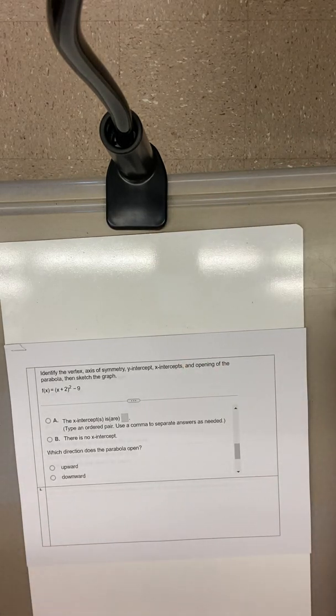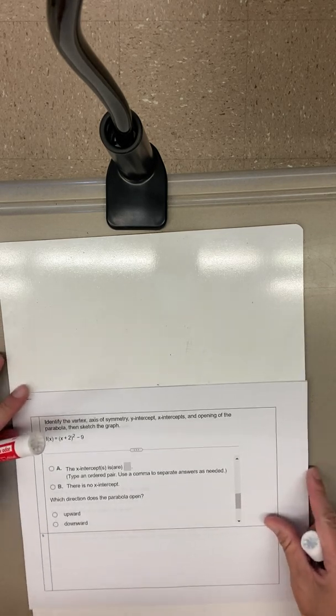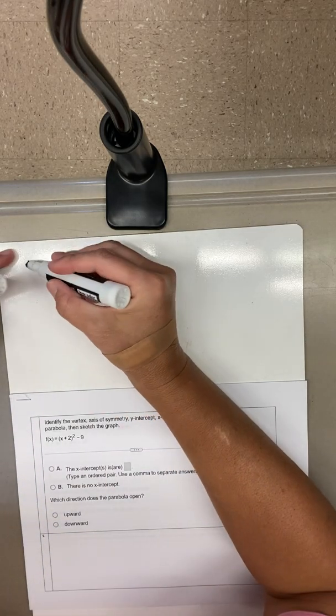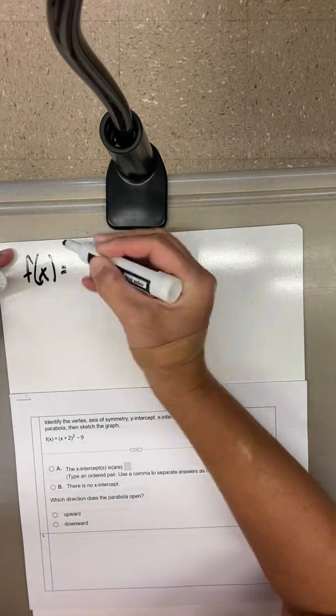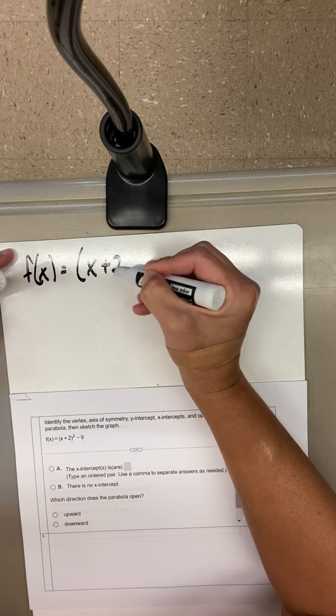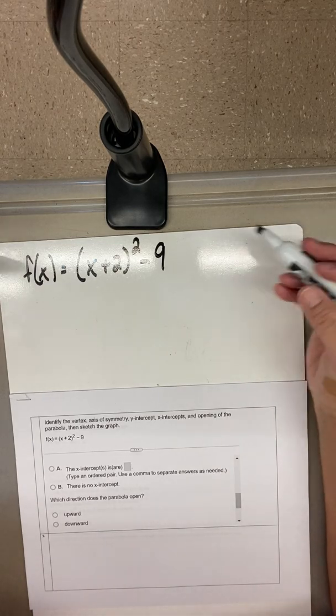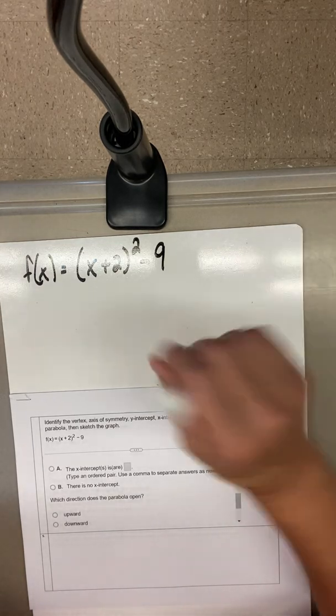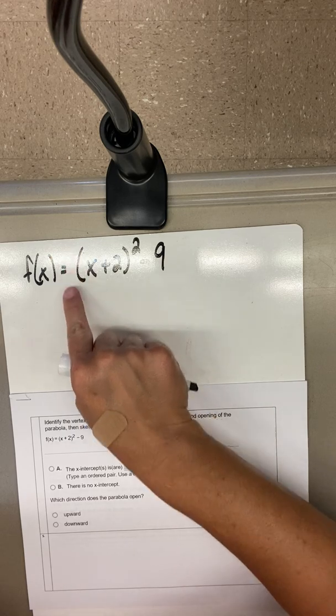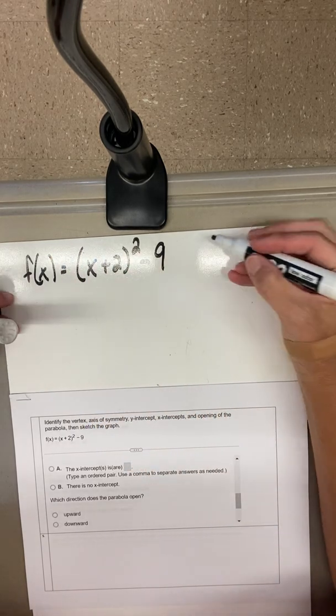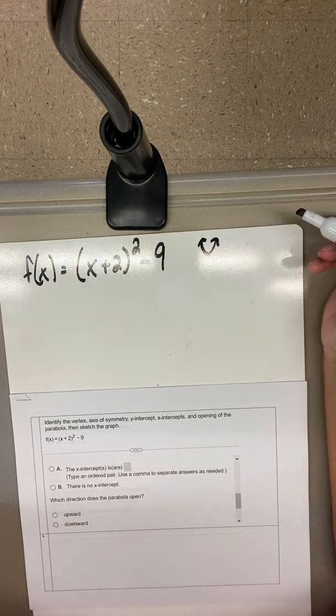So question 4 says, identify the vertex, axis of symmetry, y-intercept, x-intercepts, and opening of the parabola, then sketch the graph. Well, that's a lot. So let me rewrite the equation up here. The equation is f of x equals (x plus 2) quantity squared minus 9. All right. Now, this is in vertex form already. I notice my leading coefficient out here is positive, so it's going to open up. I know that.